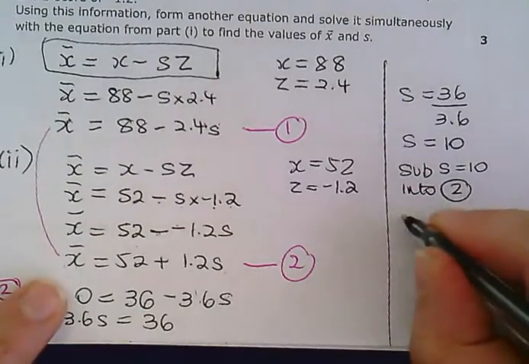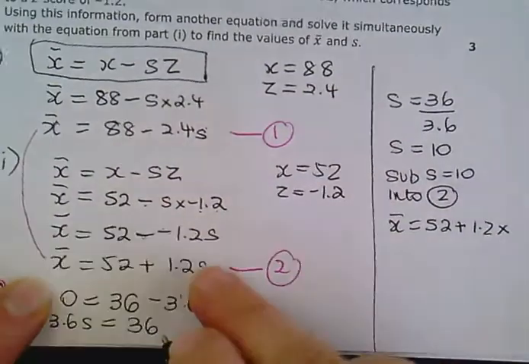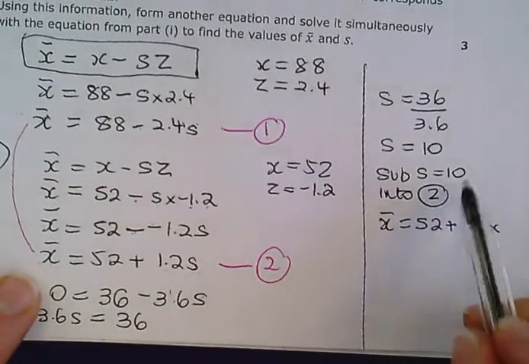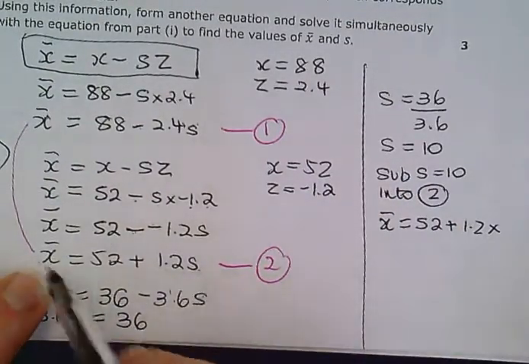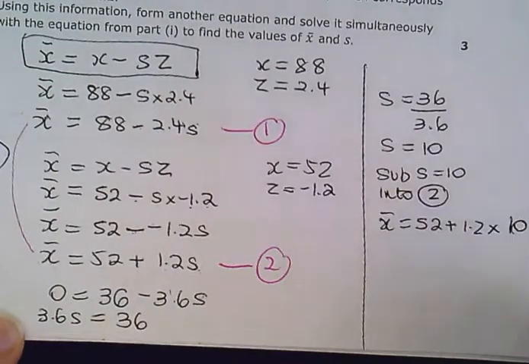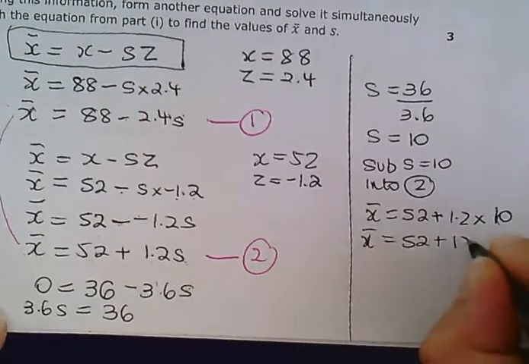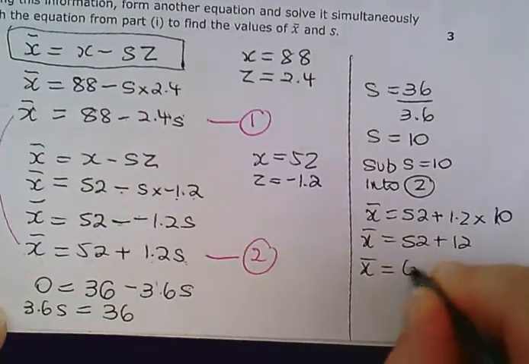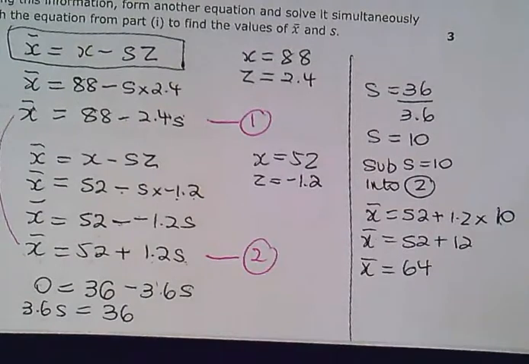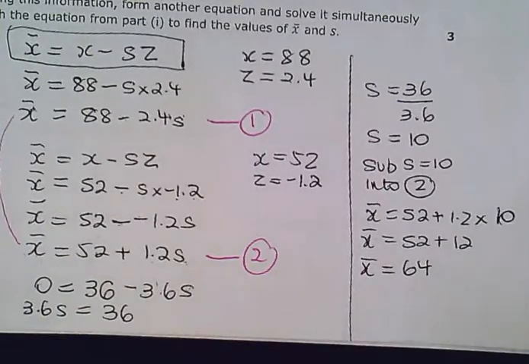All right? So x bar equals 52 plus 1.2 times, so I'm putting s is 10 into this. X bar equals 52 plus 1.2 times 10. So it's 52 plus 12, which is 64. And we're done. So in other words, the mean of this test was 64 and the standard deviation was 10.